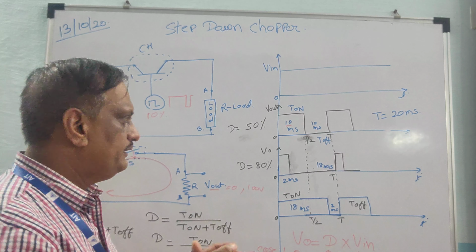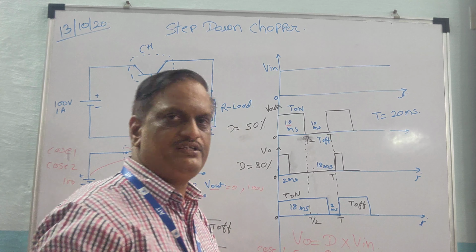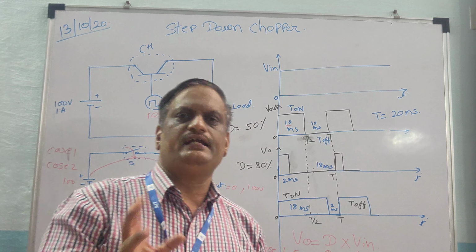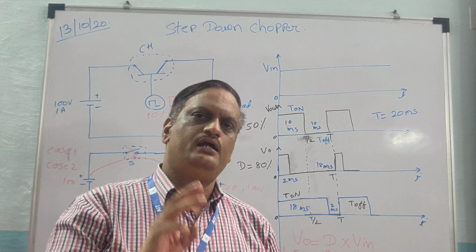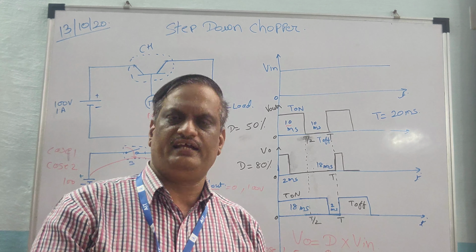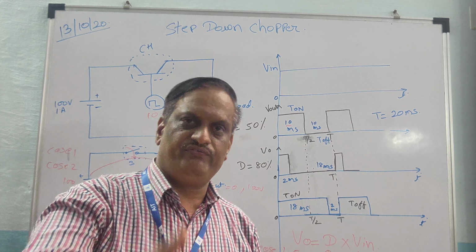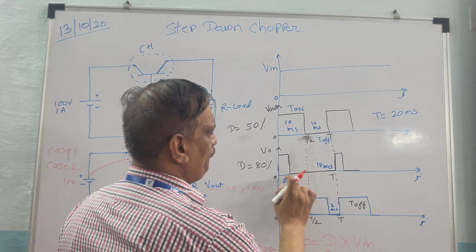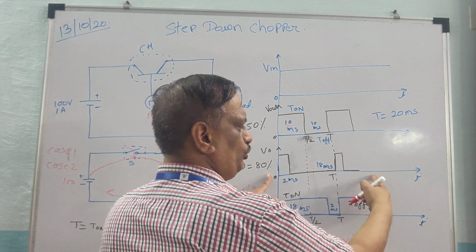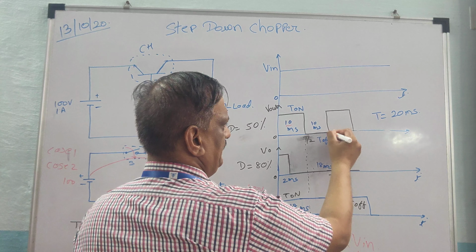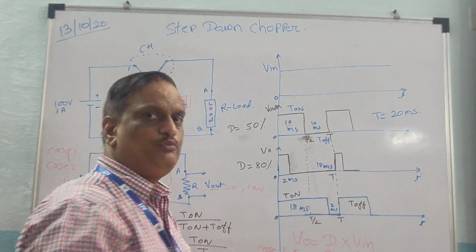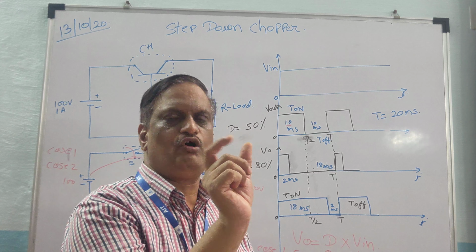If I vary the frequency... here I am not varying the frequency. What we are studying is the control strategy for the switch. The control strategy of the switch can be studied under 2 heads. One is varying the on time, which is called duty cycle variation, and the second is frequency variation. Frequency variation is nothing but varying the total time T. But in these 3 cases, my T is constant. So I am not varying the frequency, but I am varying the on time of the chopper.